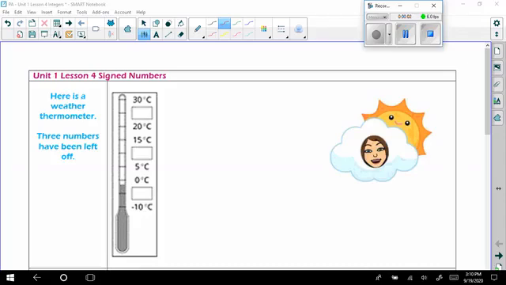Unit 1, Lesson 4, we're going to talk about signed numbers. I know we've been using them, but after working with some of you, I feel like there's a little bit more that needs to be worked with. So we're going to look here at a thermometer, top to bottom, like a weather thermometer, and I have some missing values. So write in the missing values. You can pause me, write them in, and then push play.